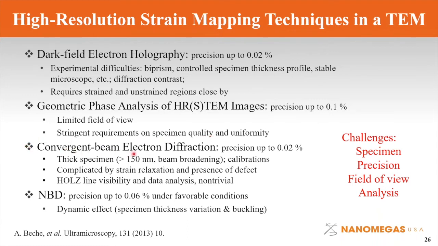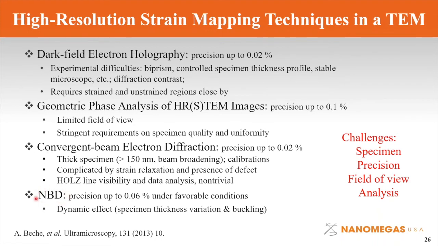The third technique, convergent beam electron diffraction: similar to dark field holography, the precision can go pretty high, but it struggles from the experimental setup and data analysis. It requires a pretty thick specimen to see the high order Laue lines, which shift with the strain. It requires calibration of the high tension pretty well. The HOLZ line contrast can be complicated if there is strain relaxation or any defect. And to correlate the HOLZ line position with the strain, typically dynamic simulation is needed. So it's non-trivial as well.